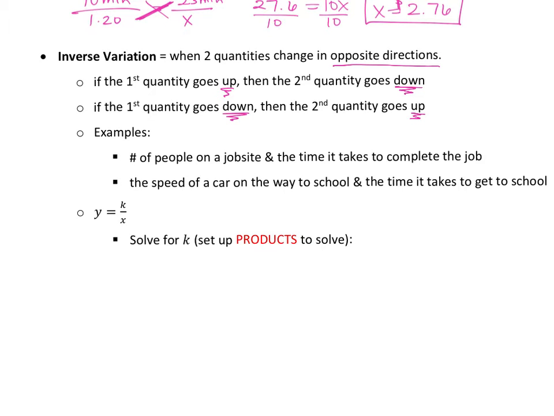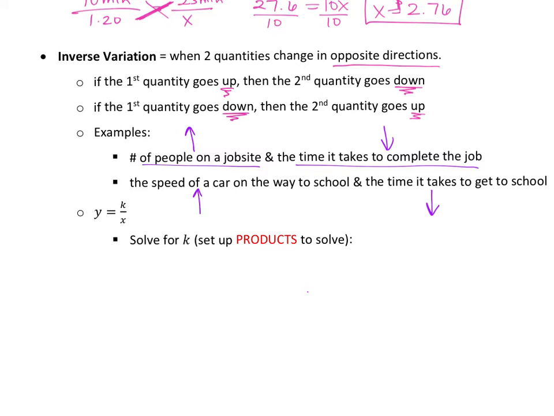Okay? So what we're doing with that is things like, if we're talking about a job, right? However many people you have on a job site, the time it takes to complete that job, if you have more people, it's going to take less time. If you have less people, it's going to take more time, right? So if the number of people is going up, the amount of time is going to go down. That's inverse variation. Or the speed of the car. If you go faster to school, you'll get there in less time, right? So speed of the car and the time it takes to get there would be an inverse variation.